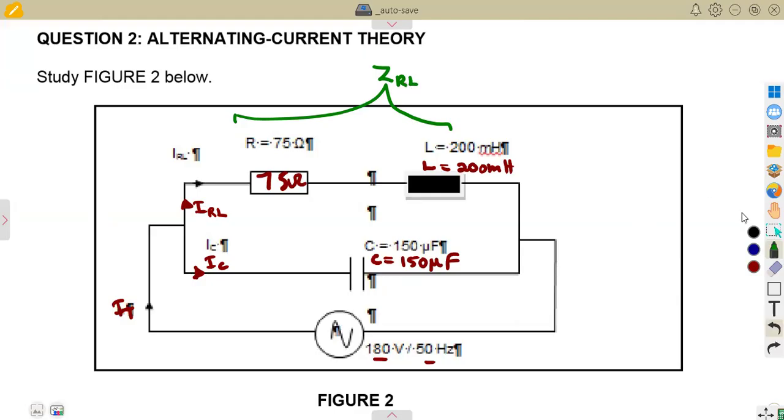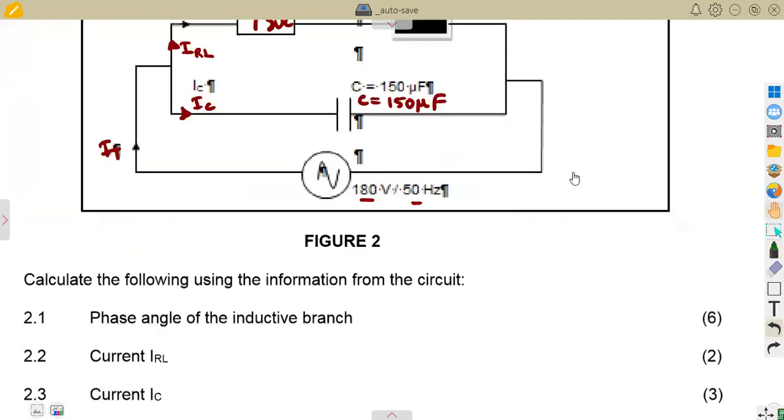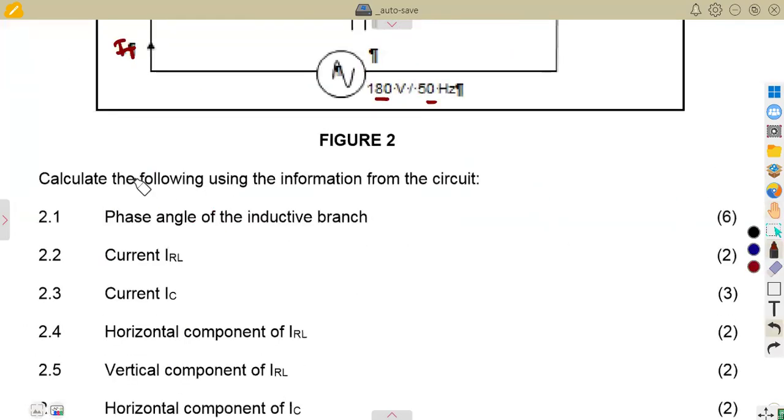So the question is, in this case, calculate. I'm going to talk about this as I'm referring to this question. You can also refer to any question of this nature that you answer. All right, 2.1. The phase angle of the inductive branch, 6 marks. You wanted to say 6 marks. How is that so?